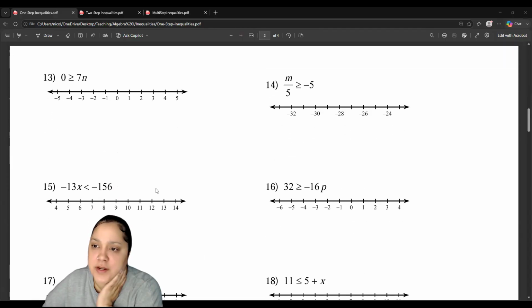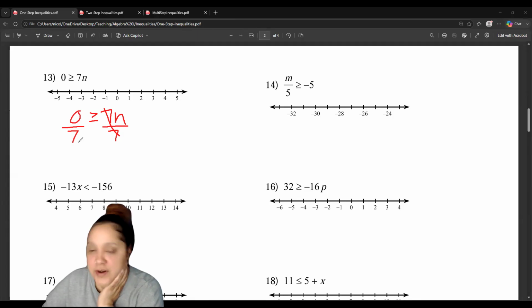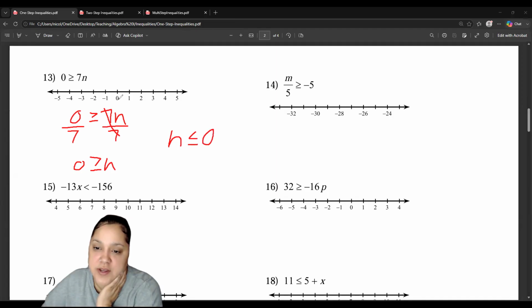Let's go to the dividing and multiplying ones. Here, we have 0 is greater than or equal to 7n. If you want to get n by itself, you need to divide both sides by 7. And 0 divided by any number is 0. So you get 0 is greater than or equal to n. You can also write that as n is less than or equal to 0. Sometimes it's easier when you write it like this, so you can shade on the number line, shade to the left.